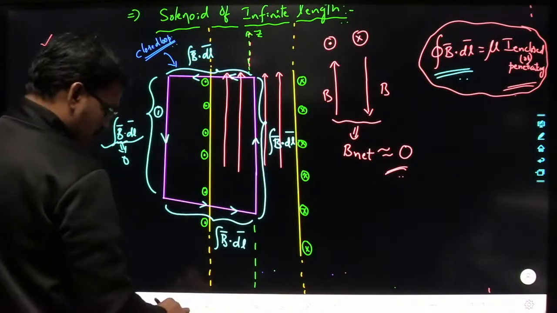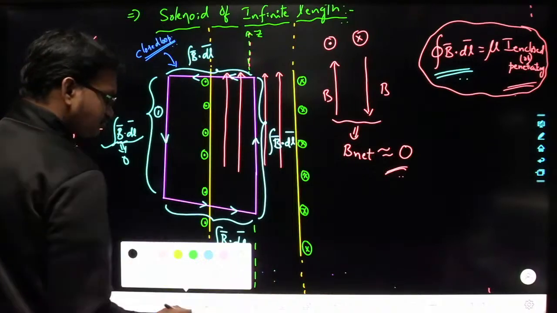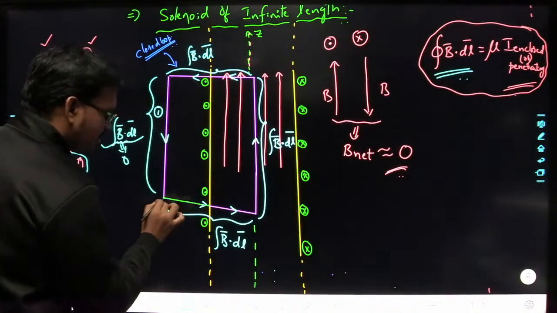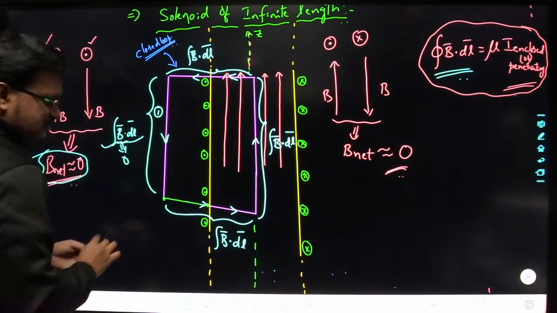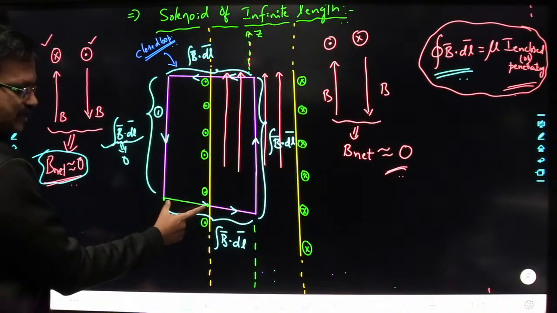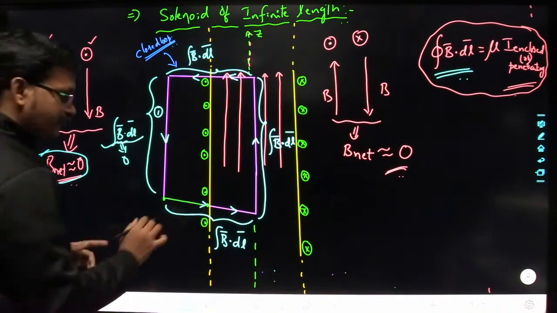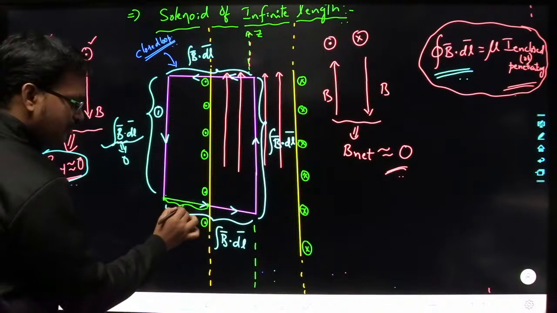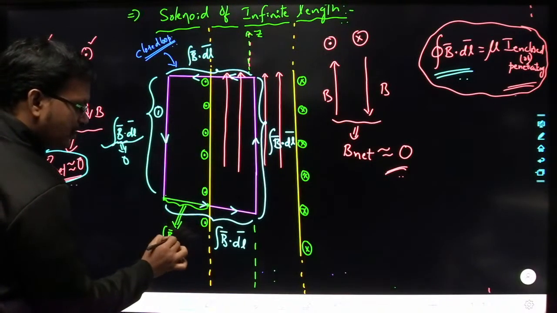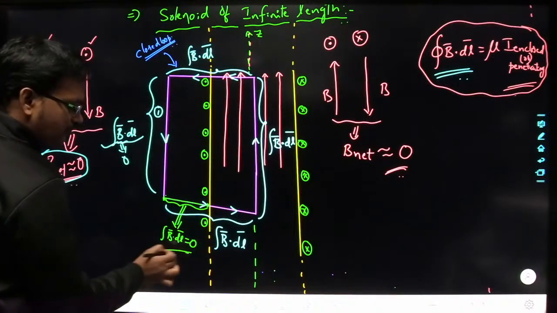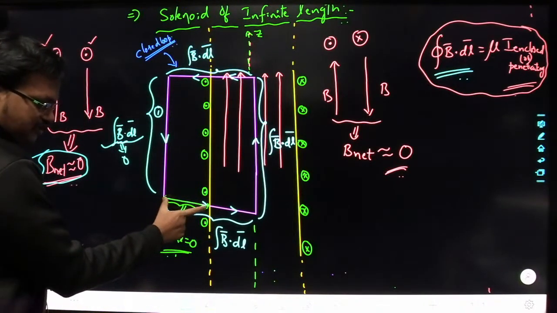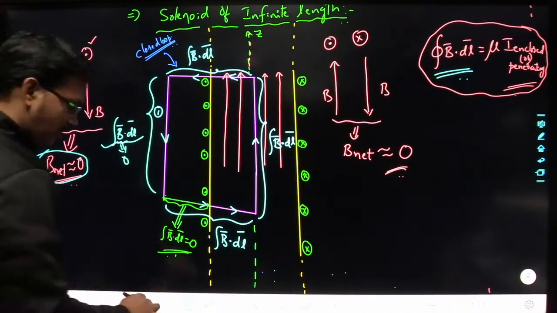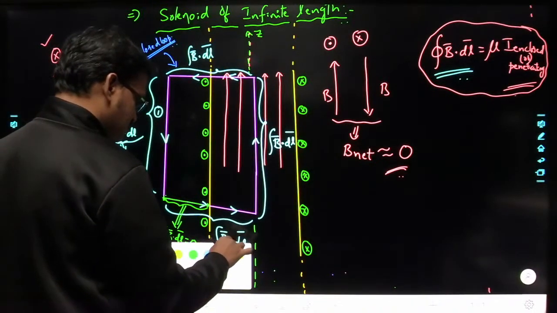Next, if you move from here to here, from here to here, this section is also present outside what? Outside the solenoid. So if you do integral B bar dot DL over this length, from here to here, what you are going to get? Integral B bar dot DL over this length will also be equal to what? Will also be equal to 0, because this section from here to here is also present outside what? Outside the solenoid. Right.